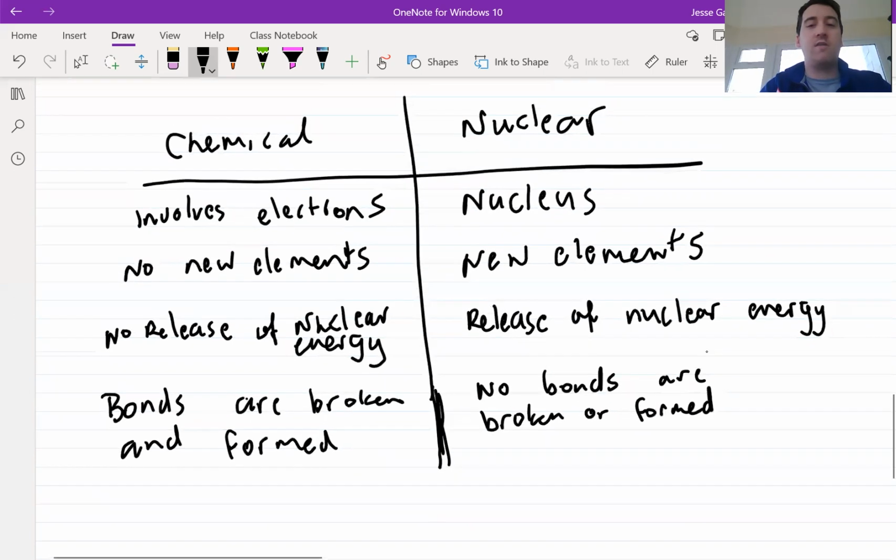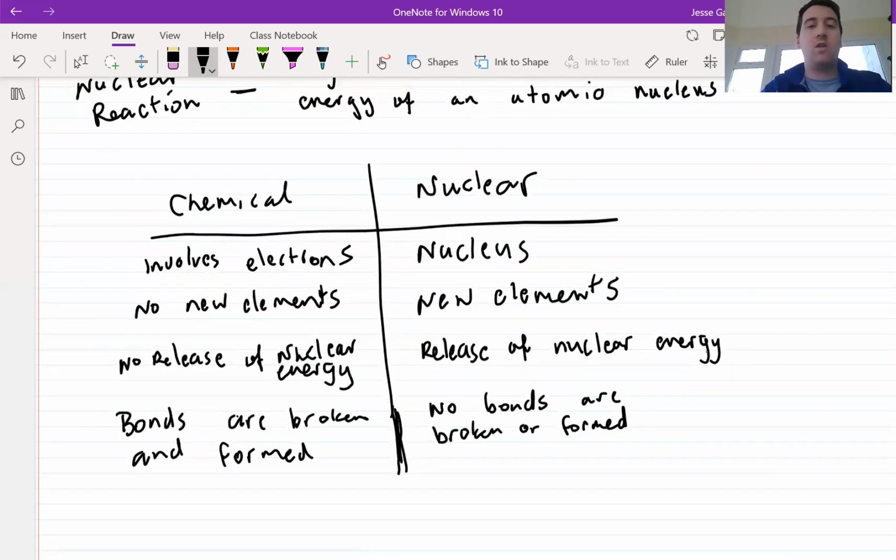So these are the major differences between chemical and nuclear reactions. That simple table summarizes the information, but it really is important that you understand the principles behind it. Think about the process of what's actually happening. In one case, the nucleus is breaking down and changing. In chemical reactions, the nucleus stays the exact same, and we literally just move around electrons that are in the energy levels. That's chemical reactions in a nutshell.